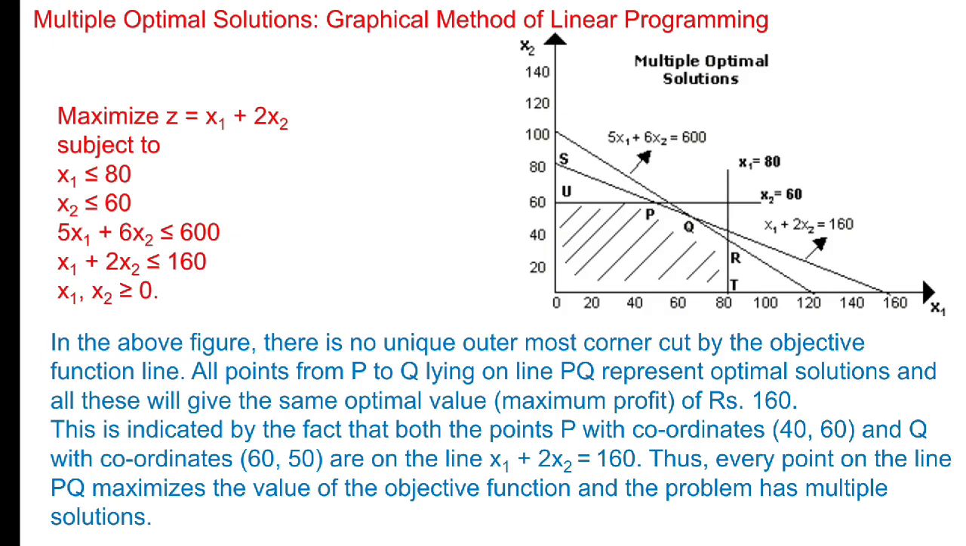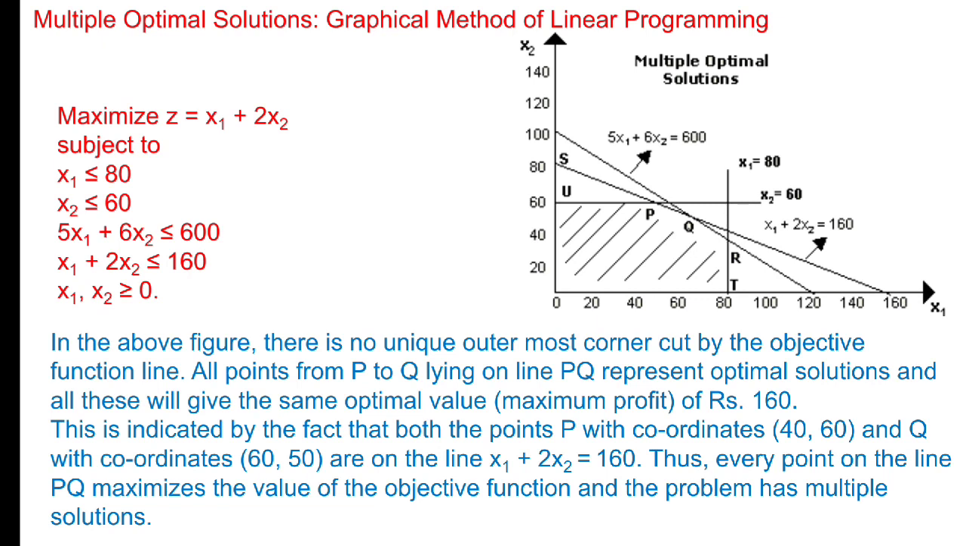This is indicated by the fact that both the points P with the coordinates 40, 60 and Q with the coordinates 60, 50 satisfy x1 plus 2x2 equal to 160. Thus, every point on the line PQ maximizes the value of the objective function. That means these 2 points P and Q will give maximum values of Z. So this problem has multiple solutions.